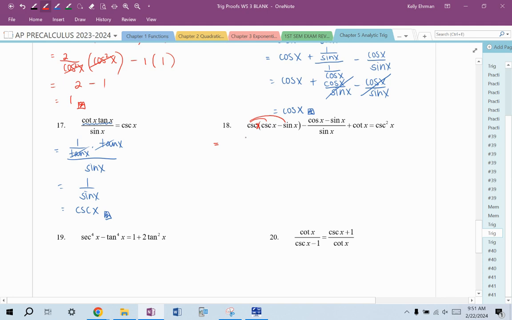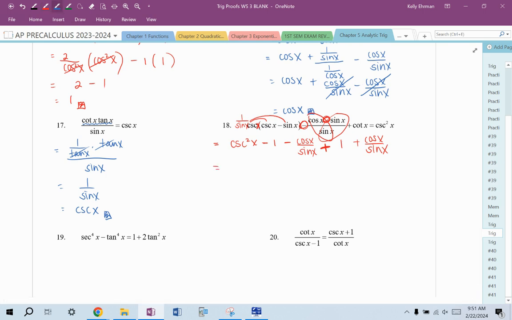So cosecant x times cosecant x is cosecant squared x. Remember, cosecant is 1 over sine x, by the way. So 1 over sine x times sine x is going to be minus 1. So cosecant squared minus 1 minus cosine x over sine x. Be very careful here. Minus negative plus sine x over sine x. So that's going to be 1. Plus cotangent. You can make that cosine x over sine x if you want.